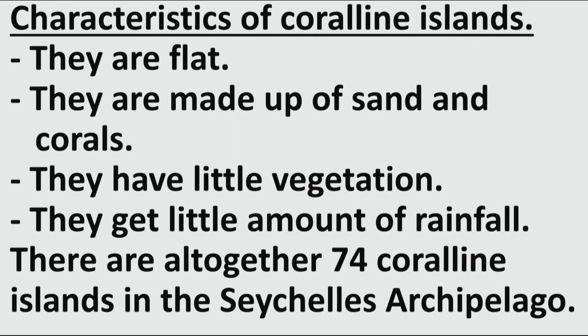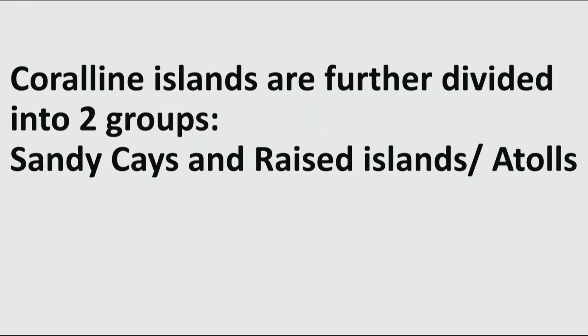Coralline islands are flat. They are made up of sand and corals. They have little vegetation. They get little amount of rainfall. And there are altogether 74 coralline islands in the Seychelles Archipelago. And lastly, coralline islands are further divided into 2 groups, sandy cays, and the other group, raised islands, or what we call atolls.